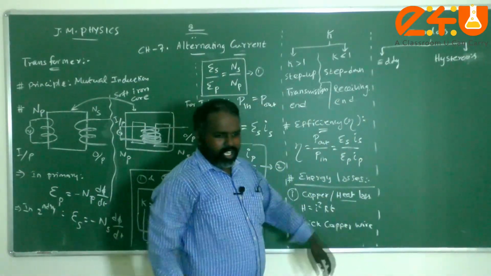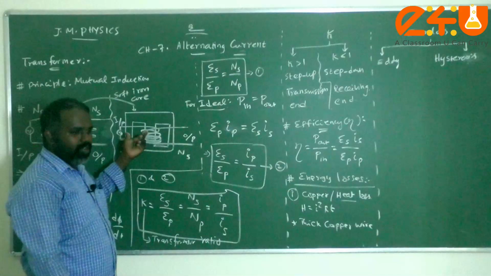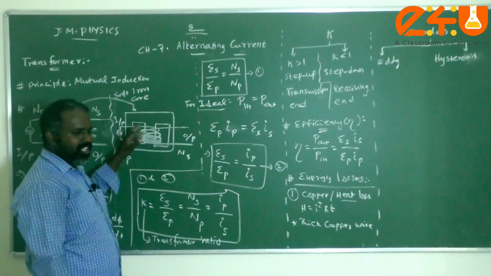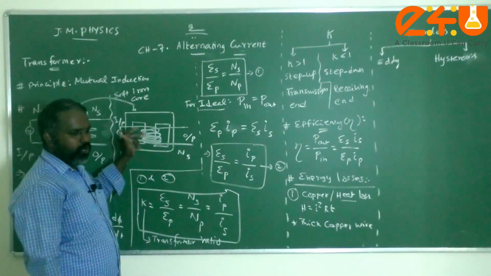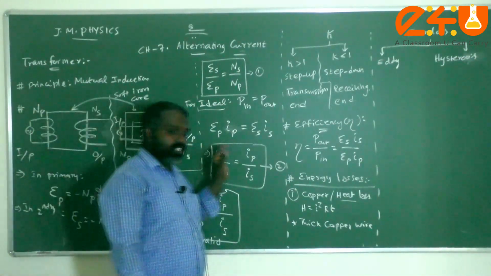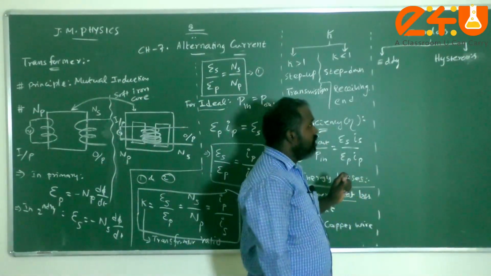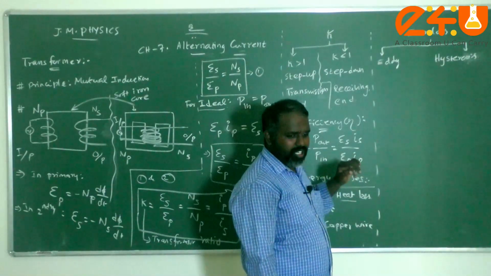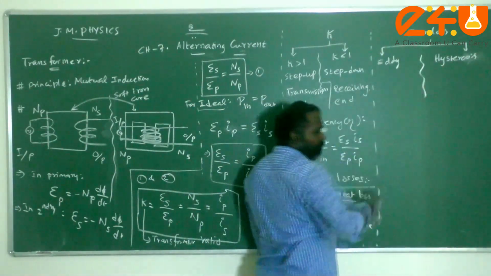What is eddy current loss? We know that whenever a soft iron core or metallic sheets are placed in a time varying magnetic field, a current is induced in it. That current is called eddy current or Foucault current. We discussed all that in the previous chapters. If you want clarity, kindly refer to that video. So, due to that, some eddy current will be produced.